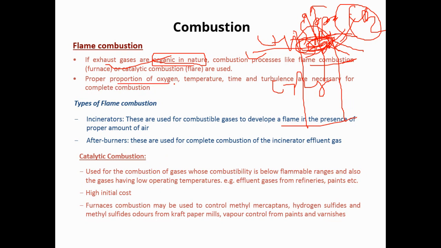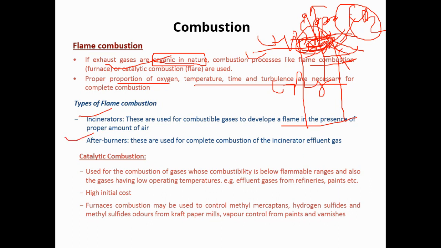Proper oxygen, temperature, time and turbulence are necessary for combustion. For the burning, what is necessary? Oxygen is necessary and proper time for burning is necessary. There are different methods, types of flare combustion. First we call incinerator and next we call afterburner.